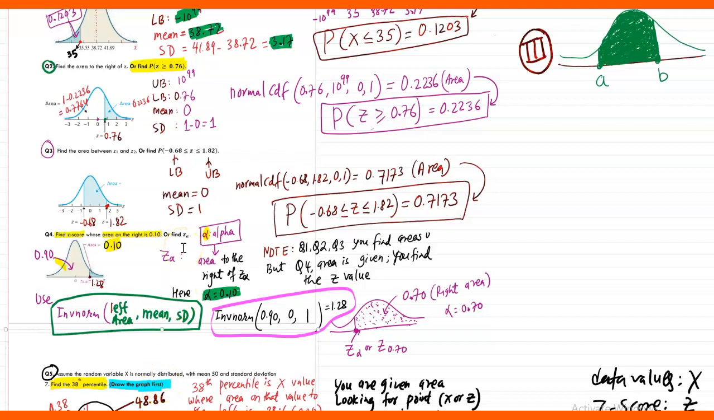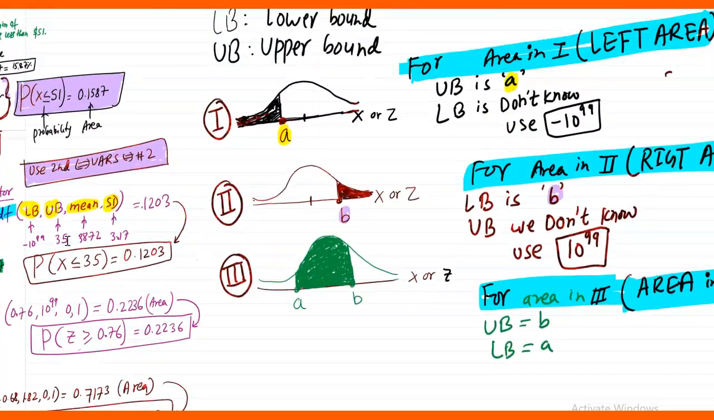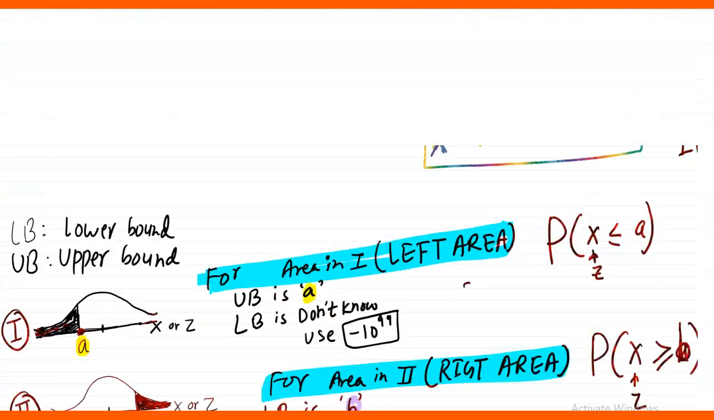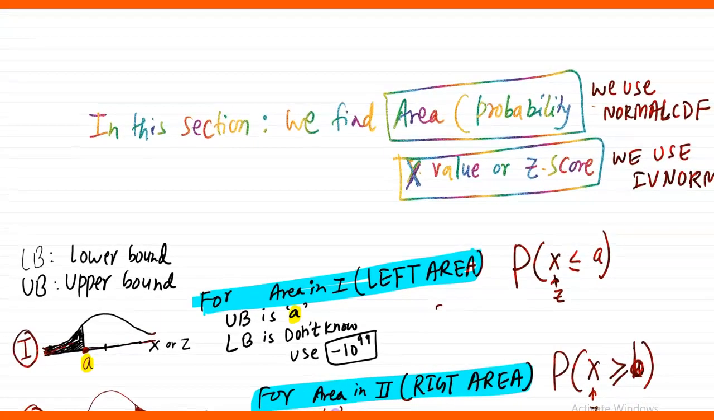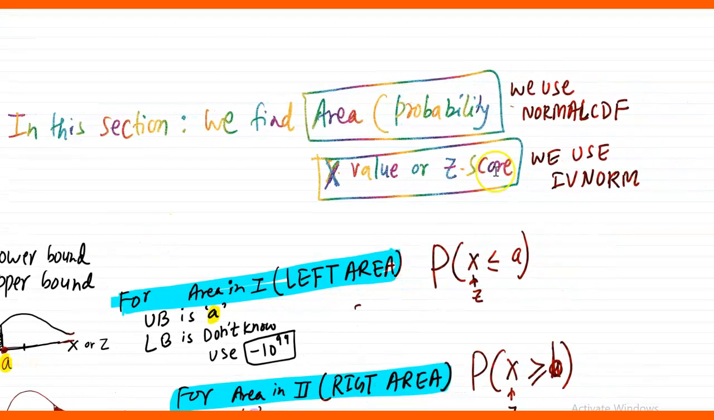Okay, we now do question number 4 from this handout. Remember that at the beginning I told you there are two types of questions. One question is to find the area or probability, where we have to use the normalcdf function. But the other type of question is to find the x value or z square. We use the invNorm function.